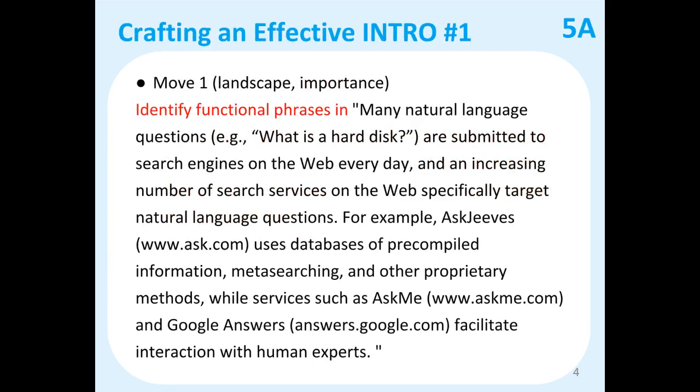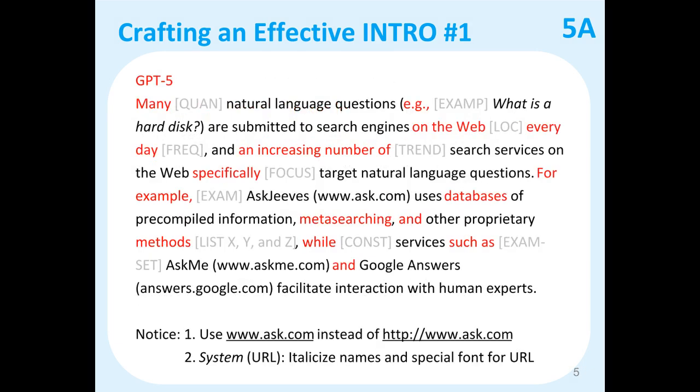Alright, let's do a little practice with Move 1, setting up the research landscape. Here's a short passage, and your task is to spot the functional phrases that emphasize importance. Take a moment to scan through it. On the next slide, you can see how GPT-5 has already annotated these phrases for you. For instance, notice how words like many, every day, or increasing number highlight quantity and frequency, while specifically marks focus. These markers signal importance and set up the research landscape.